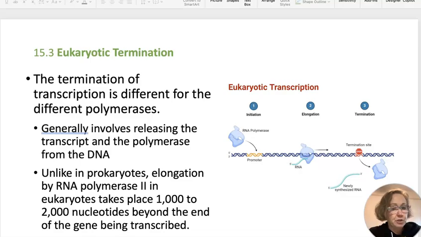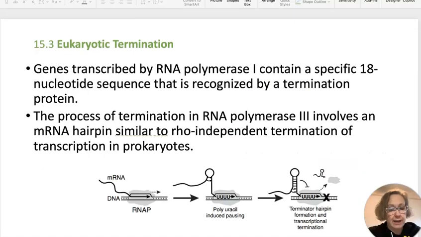The termination of transcription is different for different polymerases, right? Generally, it involves the release of the transcript and the polymerase from the DNA. Generally, we're kicking off the polymerase, just like we did with eukaryotic genes. So the gene is transcribed by RNA polymerase 1, and it recognizes a termination protein, and that termination protein, again, is like a hairpin.